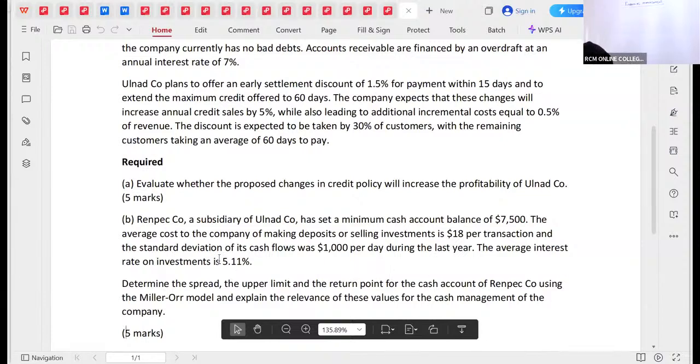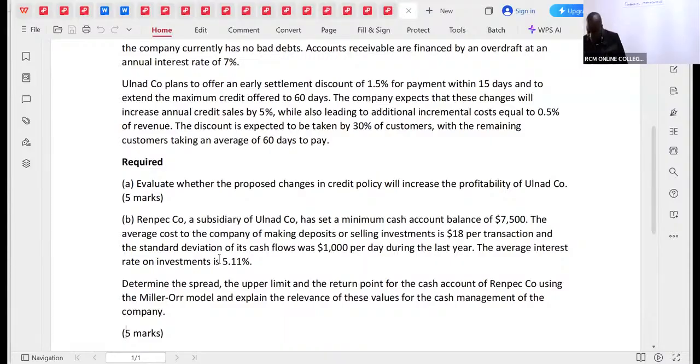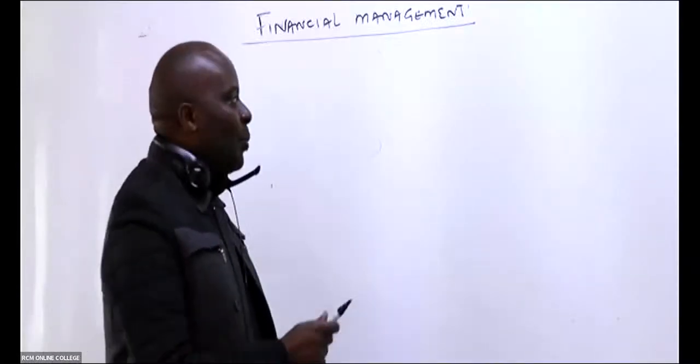So ladies and gentlemen, if I got this kind of a question today, even in an exam room, I will straight away have some dancing moments. Yes, I will dance. So then the very first thing that I will do is to calculate the spread. So let's calculate the spread together.